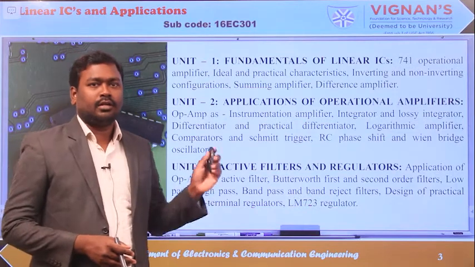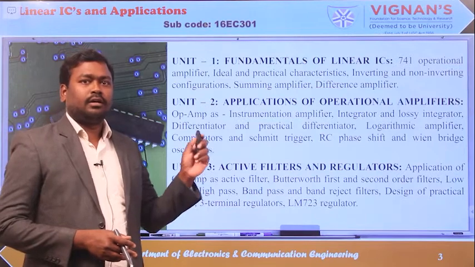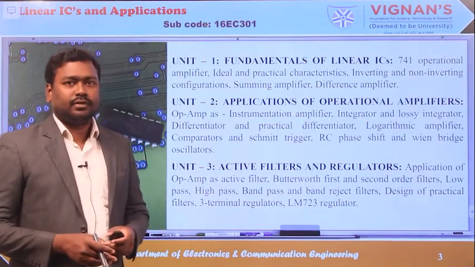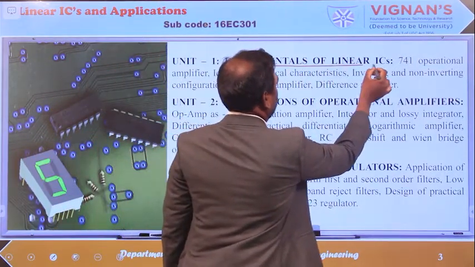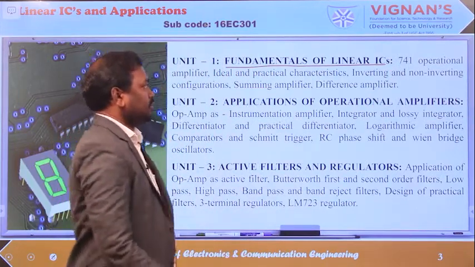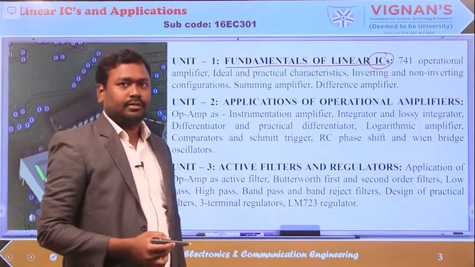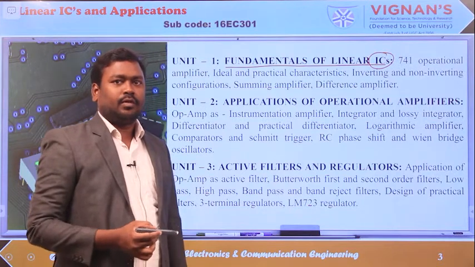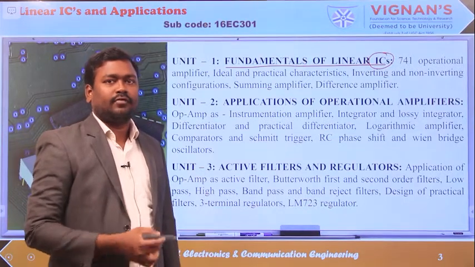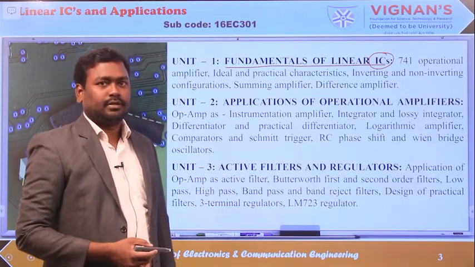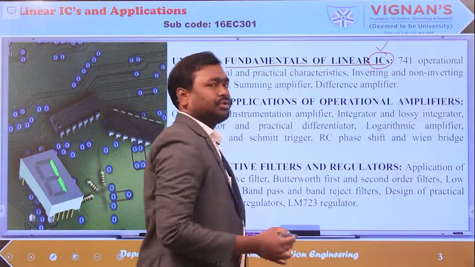In this course, there are total 5 units. So let's see a detailed explanation of each unit. So the first unit is about the fundamentals of linear ICs. So here, first we study about integrated circuits. What is an integrated circuit? What is the difference between integrated circuit and discrete circuit? And what are the advantages of integrated circuits? So first we discuss those things in this unit.